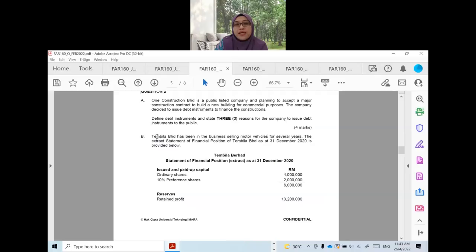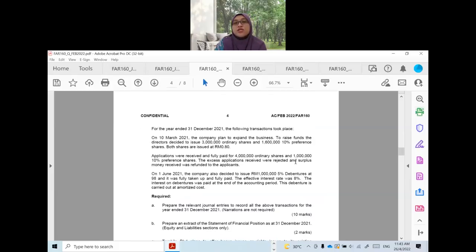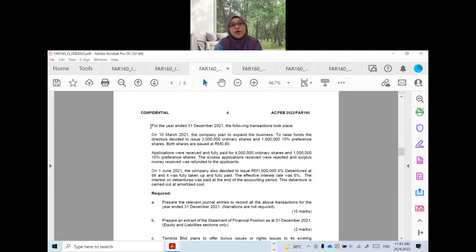Tembila Berhad has been in business selling motor vehicles. The extract of the statement of financial position is provided below. So again, you are given the balance brought down at year end, and then you are given the information for 31st December 2021. Based on the question, in the first paragraph, the company issues an IPO. The shares involved are 3 million ordinary shares and 1,600,000 preference shares, and the issue price for both is 80 cents.